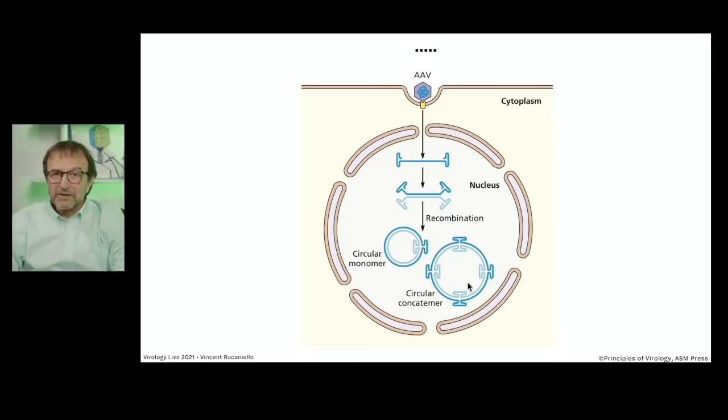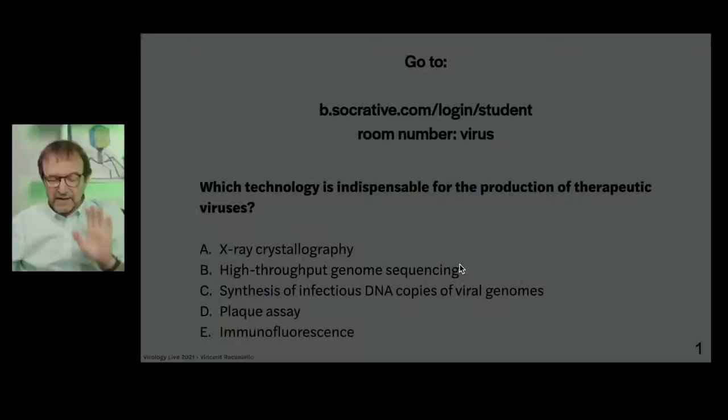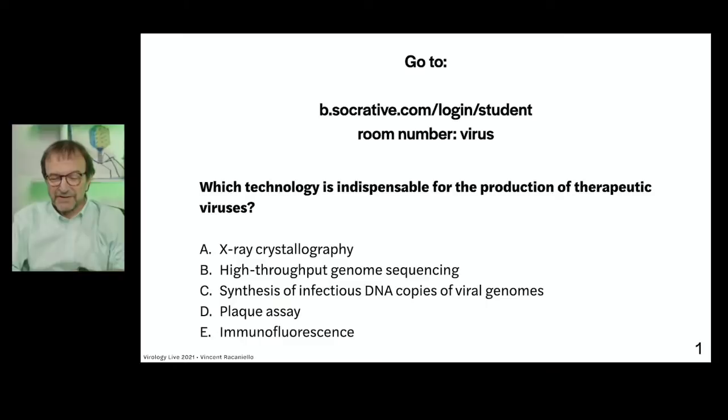Time for a quiz question. All right, I'm supposed to stay on the slide, sorry. Which technology is indispensable for the production of therapeutic viruses? X-ray crystallography, high-throughput genome sequencing, synthesis of infectious DNA copies of viral genomes, plaque assay, immunofluorescence. You can only pick one, right? This is one of those easy multiple choice. The hard type is the multiple answers. But when there's one, you could rule them out. So you got to pick one of these.